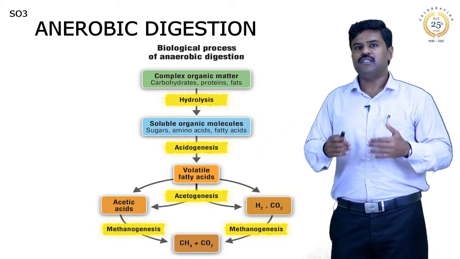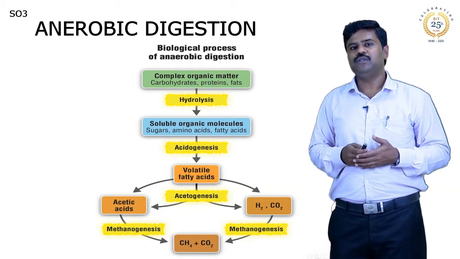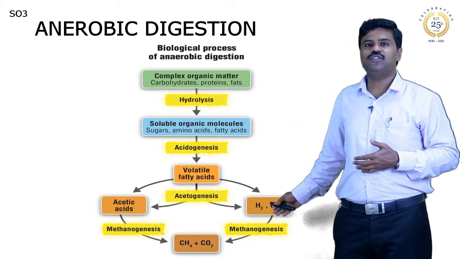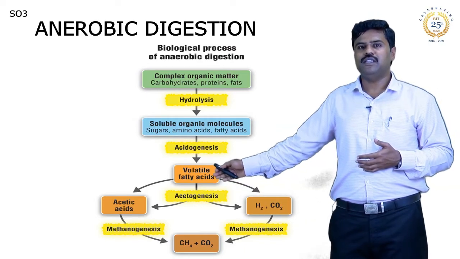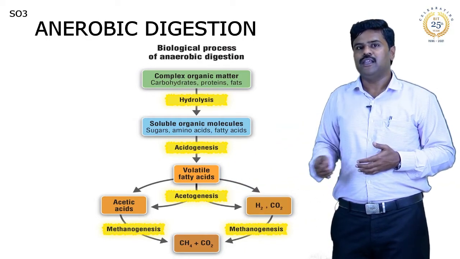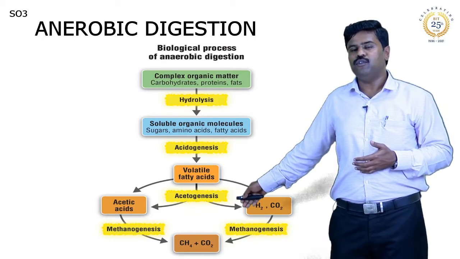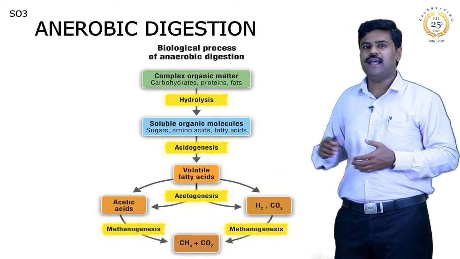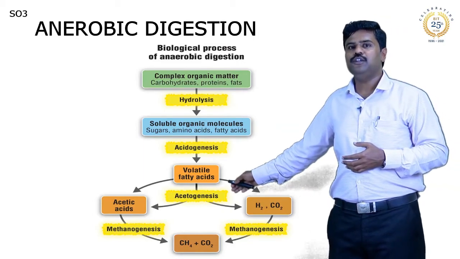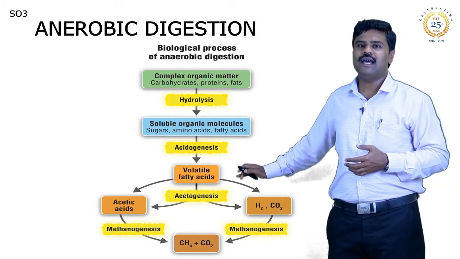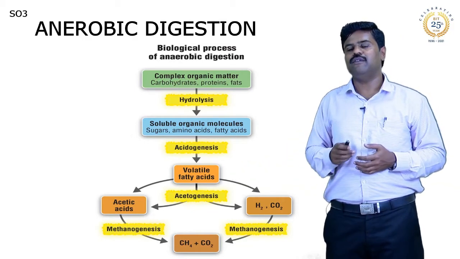From this step, the pathway will split into 2 directions. One is acetoclastic methanogenesis and another one is hydrogenotrophic methanogenesis, as we have seen in the earlier slide. The final product is going to be methane. Methane is of low calorific value when you compare it with hydrogen. So researchers are trying to inhibit these methanogens so that they can stop this metabolic pathway at hydrogen, which is a high calorific value gas.